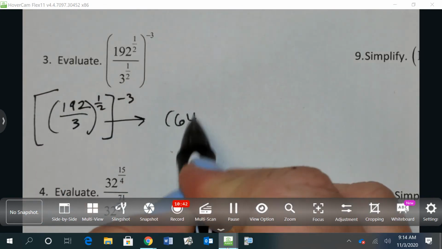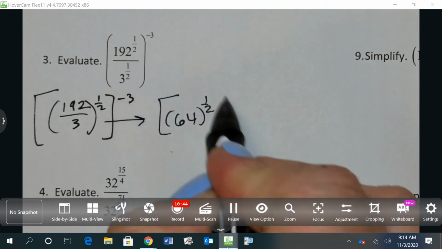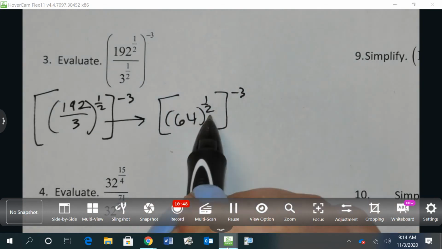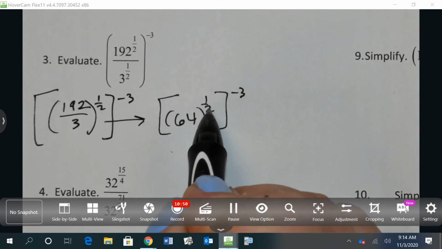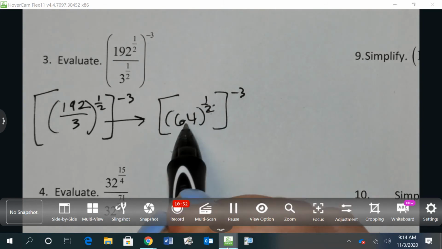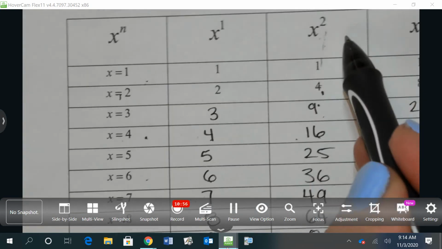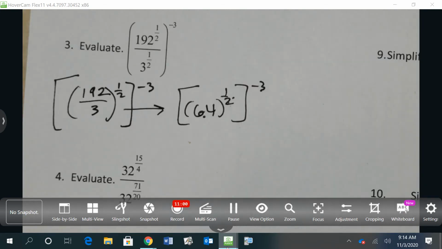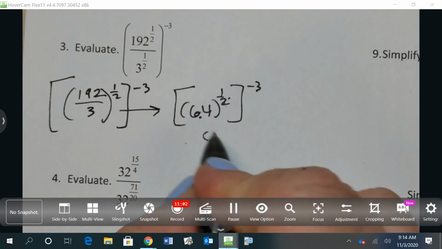So I have 64 to the 1/2, and then I'm going to raise it to the -3. So I'm going to go into our little table, and I'm going to find a 2 and see, can I identify a 64? Here's my 2. I go down to 64 and go across, it's 8. This portion evaluates to 8.